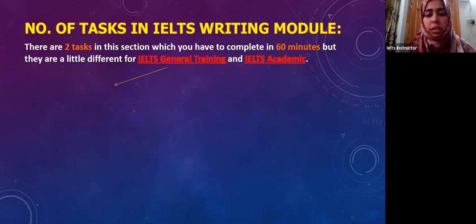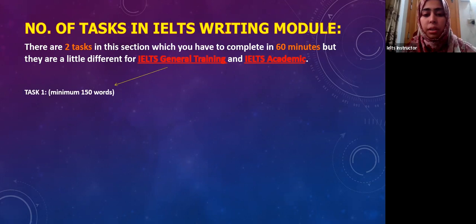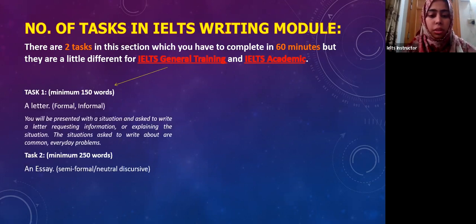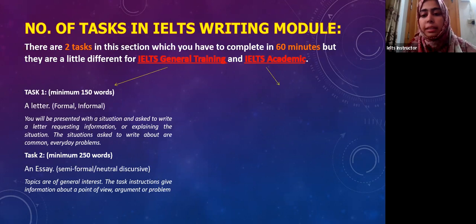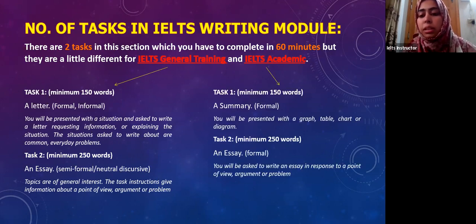We have already discussed IELTS general training in separate videos, so let's jump straight towards the IELTS academic one. In IELTS academic, task one is about a summary. It's usually a formal speech, and you will be presented with a graph or a diagram or a flow chart, which you have to write a summary about. Okay, and task two is about an essay. You will be given a topic. It could be about current affairs or anything in general, and you will have to write an essay about that topic. Okay, this should also be formal.